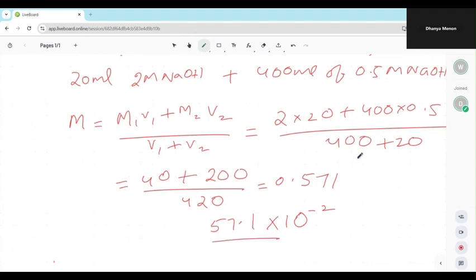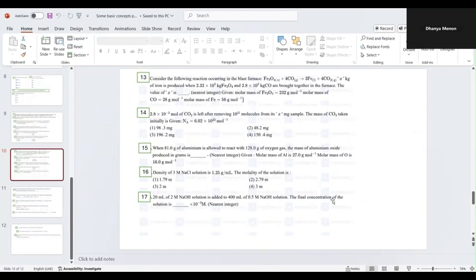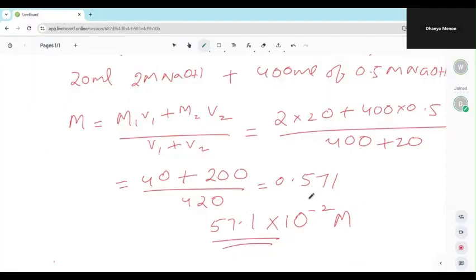So in terms of 10 raised to minus 2, it is 557.1. I'll share the question once again: the final concentration of the solution in terms of 10 raised to minus 2. We got the correct answer, 0.571, but we have to express it in terms of 10 raised to minus 2. So just playing with the decimals, that's it.